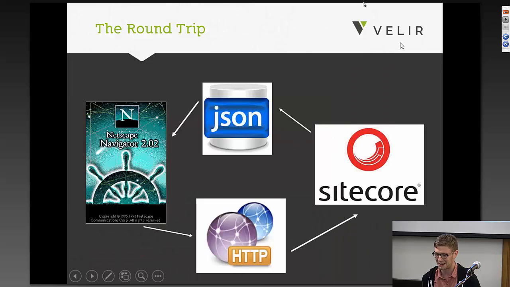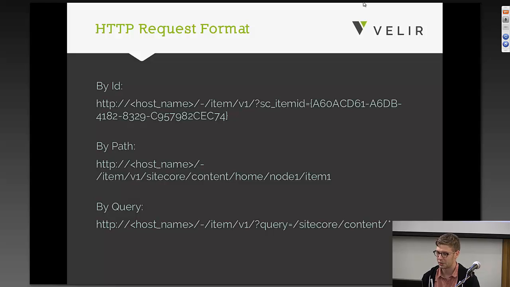So, a little browser nostalgia here, but this is a very simple round trip that you make when you use the Item Web API. The browser makes an HTTP request, goes out to Sitecore, and Sitecore just passes it back as JSON. It's fairly simple, and you can do whatever you want with that. So here's the typical request form.